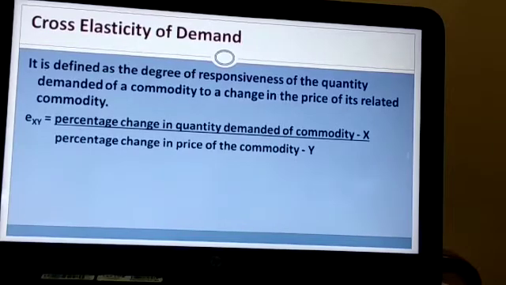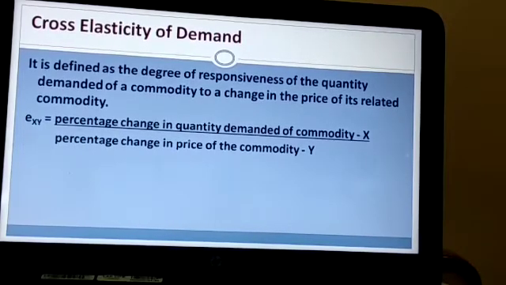Moving on to the next concept, that is cross elasticity of demand. In cross elasticity of demand, we study how the demand of one commodity is affected by the price of some other commodity.